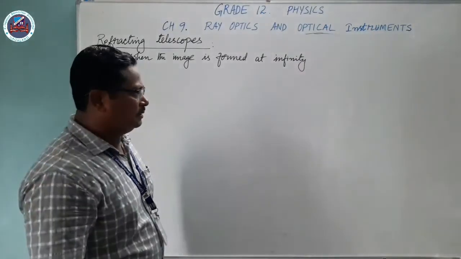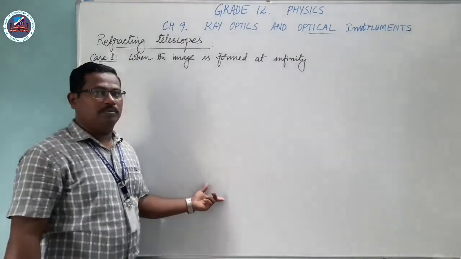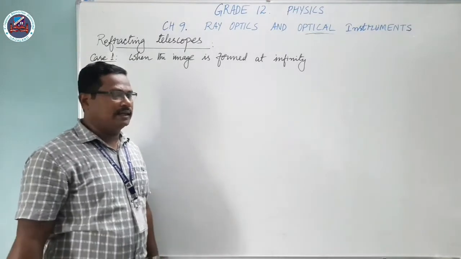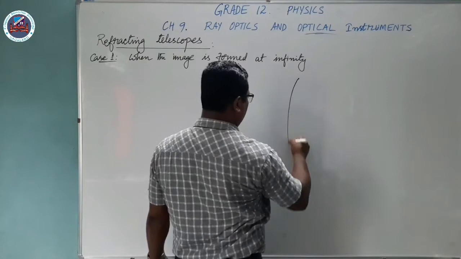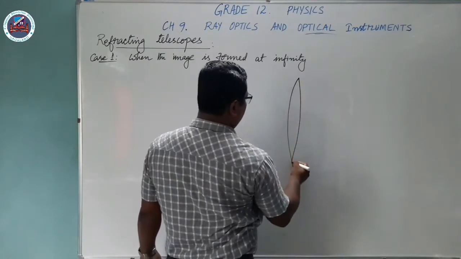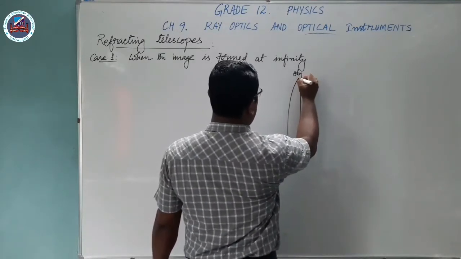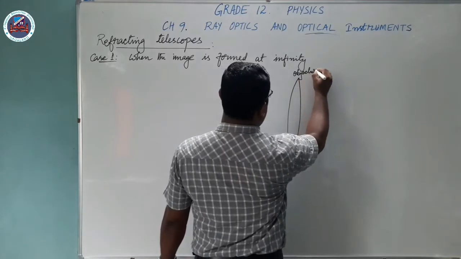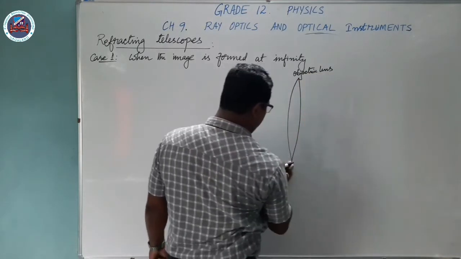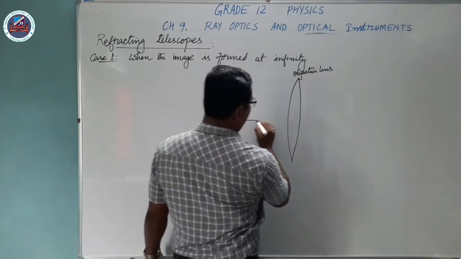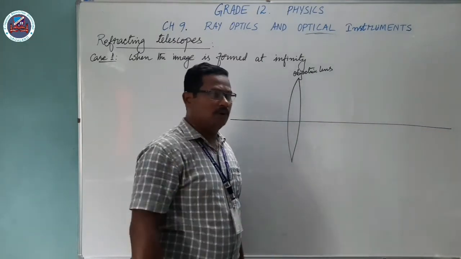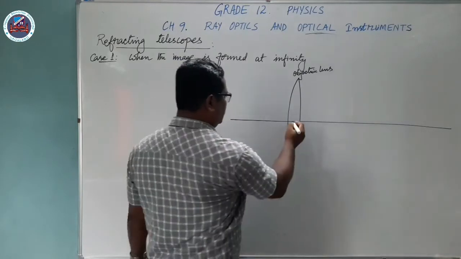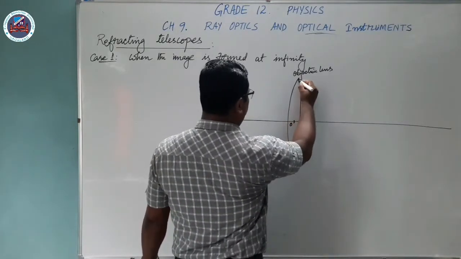Unlike a microscope, where the objective lens was of shorter focal length, in a telescope the objective lens is of larger focal length. This is your objective lens. You will draw the lens one at a time. Just keep in mind that the eye lens must be smaller. This is the optical center, suppose, for the objective lens.